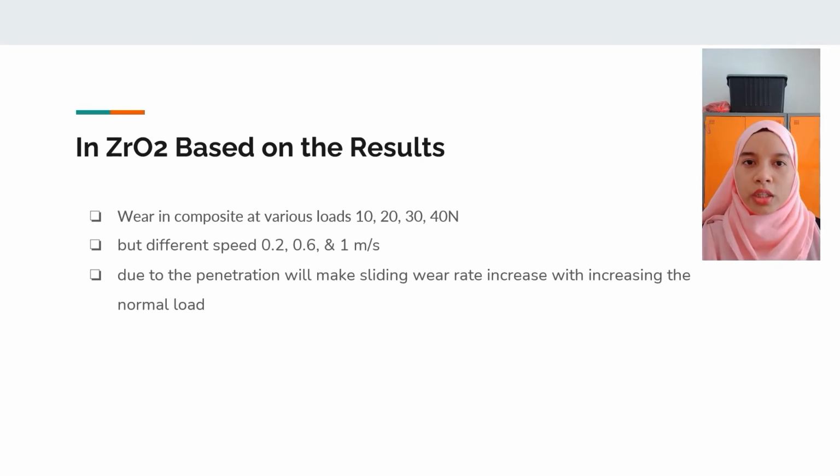Based on the results obtained from zirconium oxide, this experiment tests wear in the composite at various loads of 10, 20, 30, 40 Newton, but with different speeds of 0.2, 0.6 and 1 meter per second. Due to the penetration, the sliding wear rate increases with increasing normal load. That's all for me. For the next part, I will give it to the next presenter, Mohamad Firdaus Azmi.